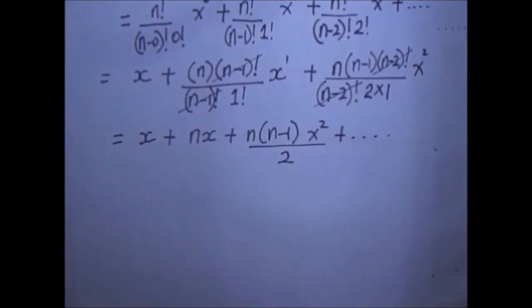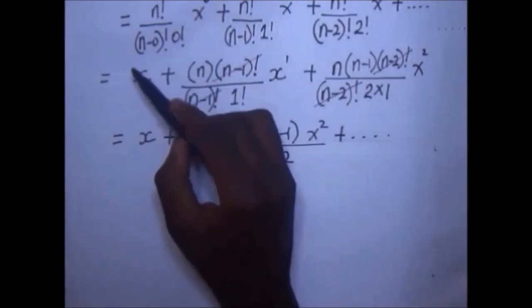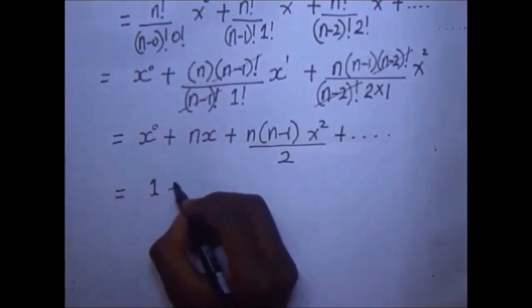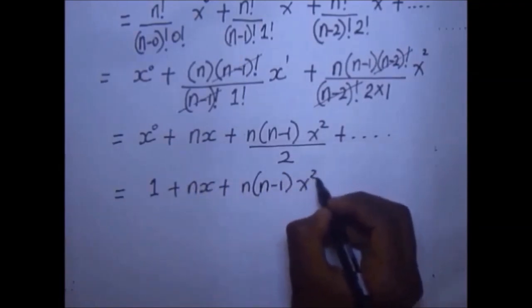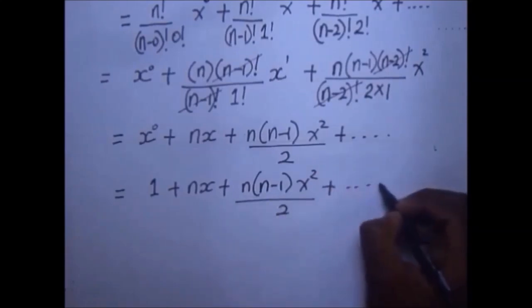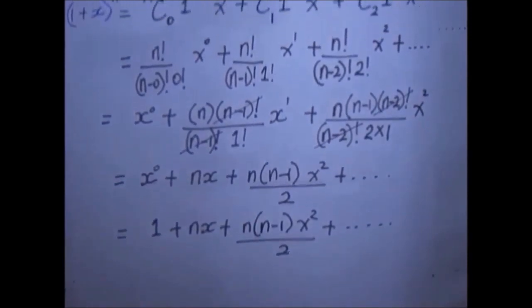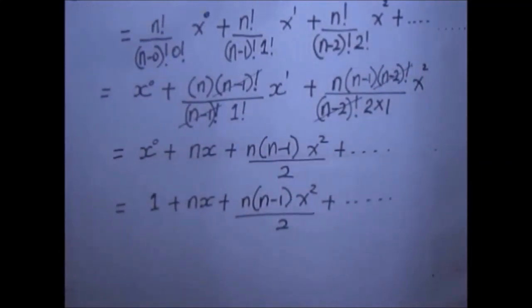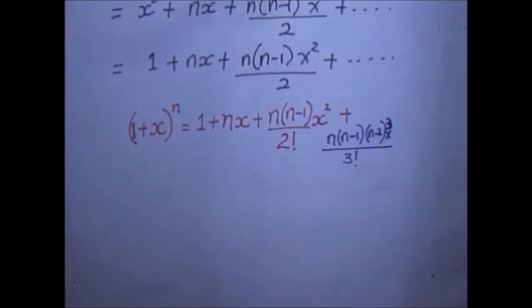So in essence, remember x to the power 0 is 1. So we are going to end up with 1 plus nx plus n into n minus 1 x squared over 2 plus and so on. So meaning that for our general term, if the value of a is 1, our general expression, the binomial expression for such, will always be that. And so that is the expression in case you have to do it like that.